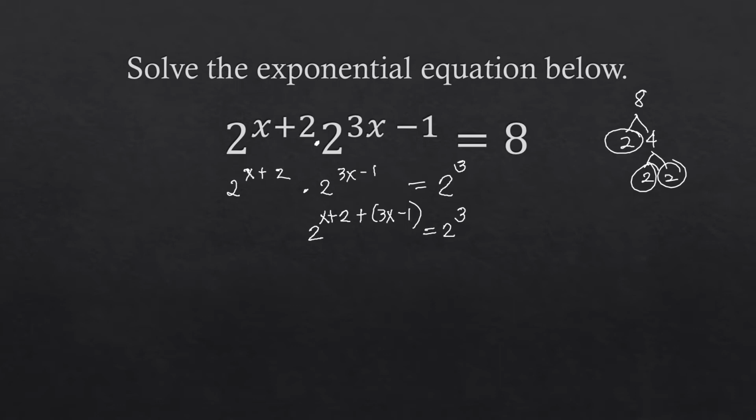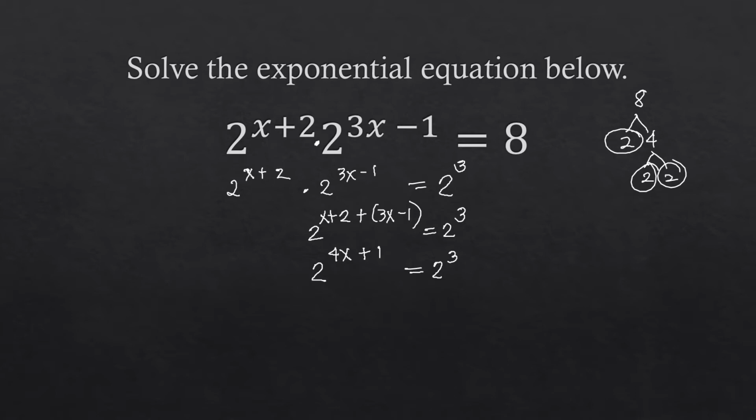Now, next one, we try to simplify our left side. We have here 2, and on the exponent, we can combine like terms. So we have x plus 3x, that will be 4x, and 2 plus negative 1, or 2 minus 1, will be equal to positive 1. And this is now equal to 2 to the power of 3.